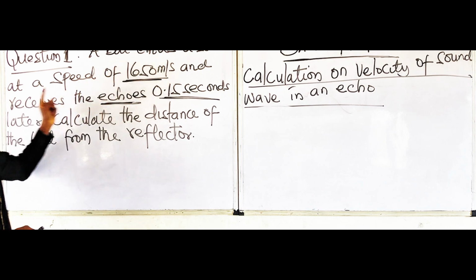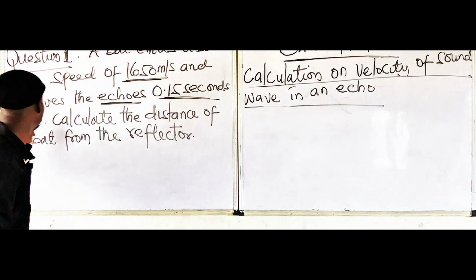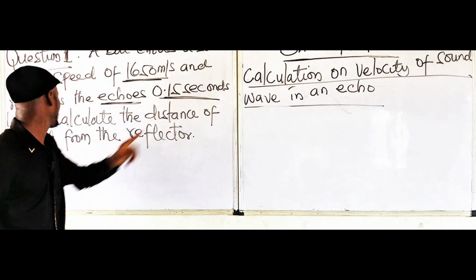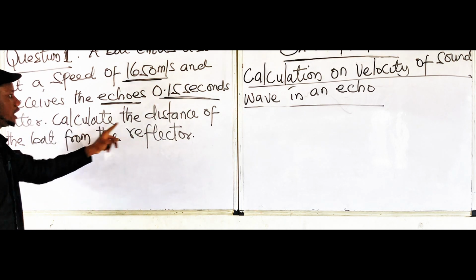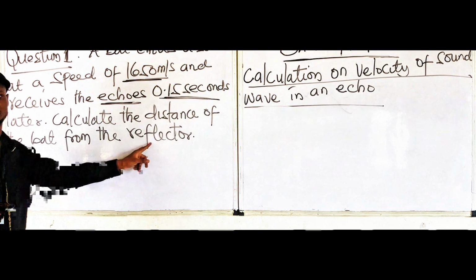A bat emits a sound at a speed of 1650 meters per second and receives the echoes 0.15 seconds later. Calculate the distance of the bat from the reflector. Since they mentioned echo here, I have to use the mathematical expression of echo. So what is the formula in solving any question relating to echo?